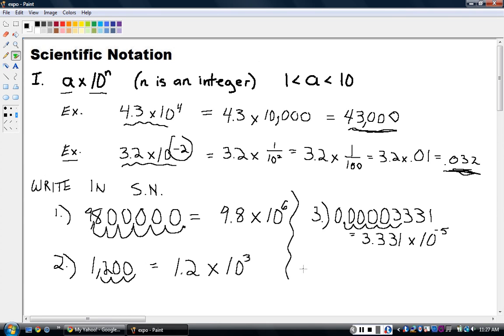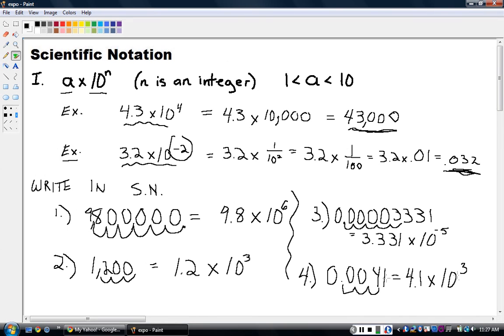Okay? One more of those. 0.0041 equals, so the decimal place would have to go between the 4 and the 1, and so that first number is between 1 and 10. And then it's going to be times 10 to some power. You would move 1, 2, 3 spots. So puts a 3 up there.